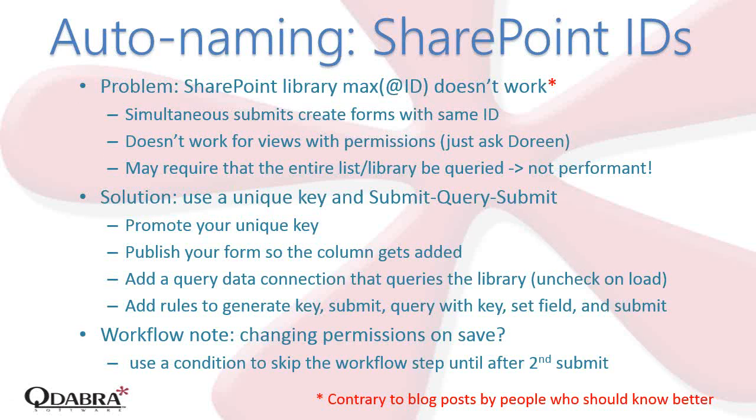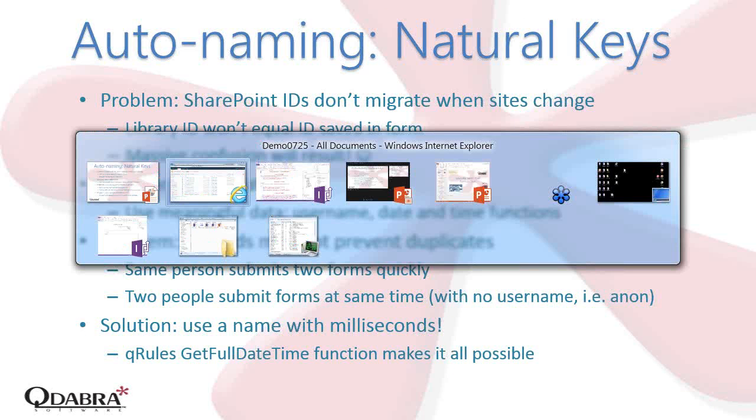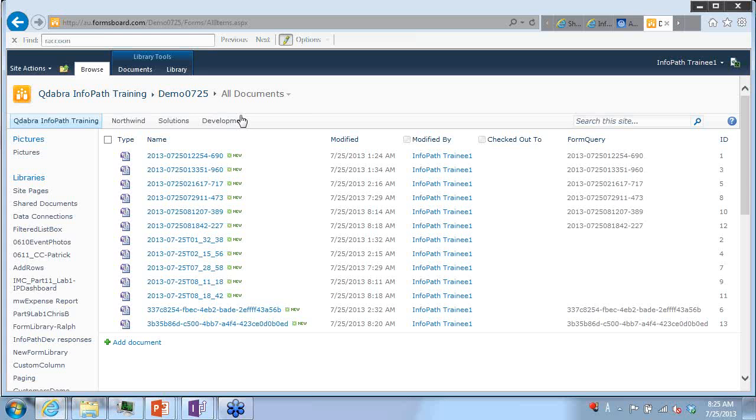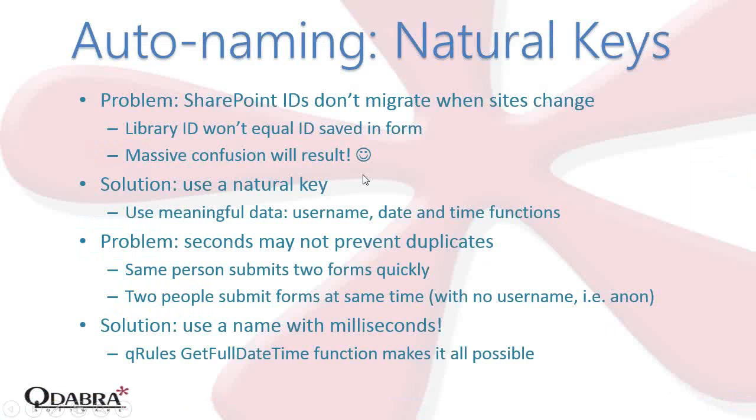Okay, so let's take a look at these other ways of naming. So that's the first way you want to name your form, using the SharePoint ID. The second way of naming your form is using a natural key. Now, a natural key is basically an ID which you create, for example, using a date timestamp or the user's name. And the reason why you want to use these natural keys is because SharePoint IDs are fine if you use the technique I just described.